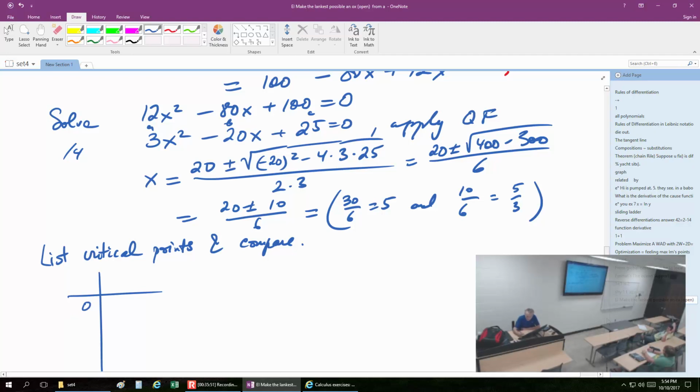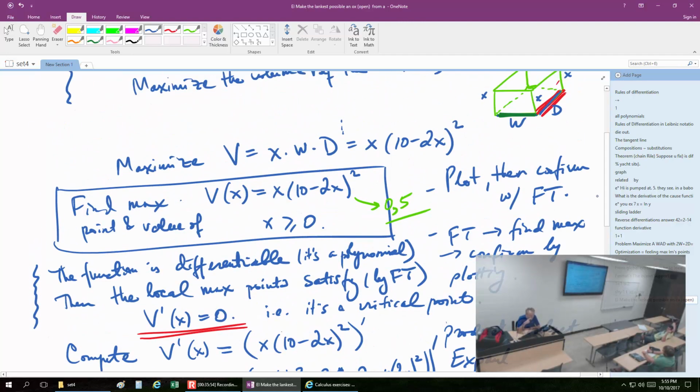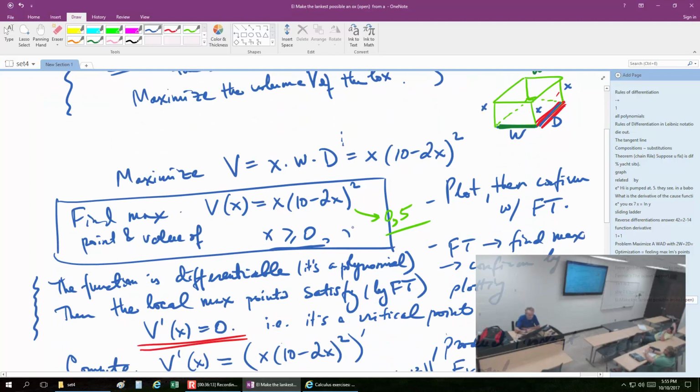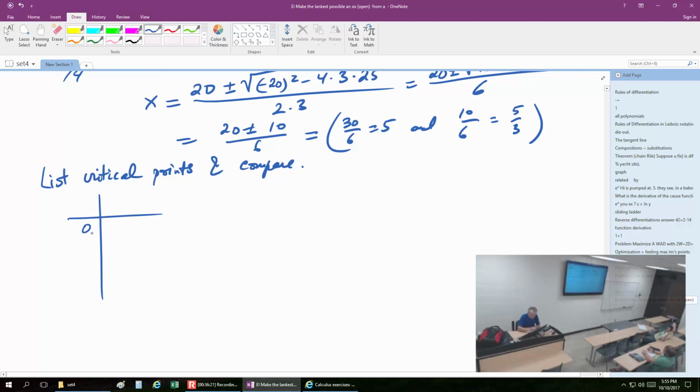Well, actually, if you want to be careful, the restriction is that the cutout square has the width of x, which cannot be negative, so that's the restriction I put up there. But I could also require that x cannot be larger than, what is it? So it's 10 by 10, so it cannot be larger than 5, right? X cannot actually be larger than 5. Okay, so that's convenient for us. So I'll put 0 here, 5/3, and 5.